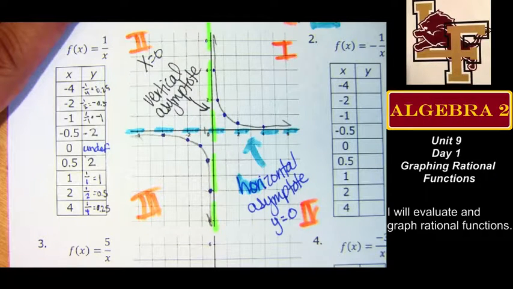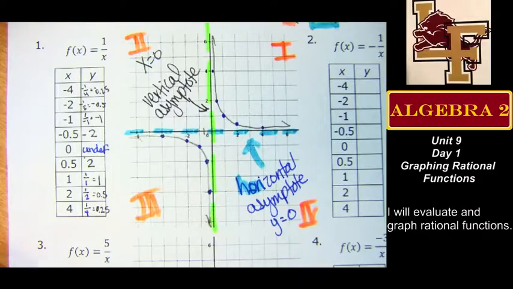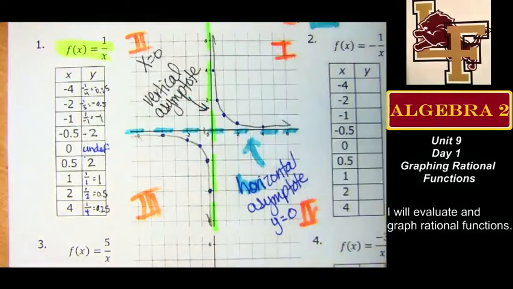The graph of f of x equals 1 over x appears in the first and third quadrants. All right. I wrote the graph of f of x equals 1 over x. I wrote this. Appears in the first and third quadrants. What else?